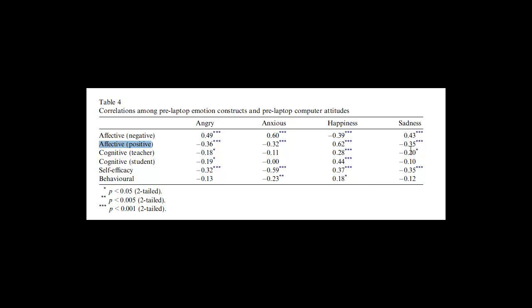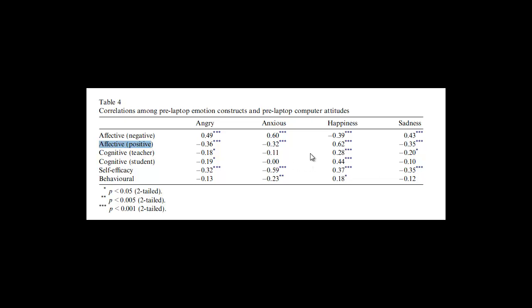You take a look and you say, oh, what's the correlation between sadness and self-efficacy? Oh, that's interesting. So the more confident I am in using computers, the less sad I am. Or the more sad I am, the less confident I am in using computers. And that correlation is 0.35.